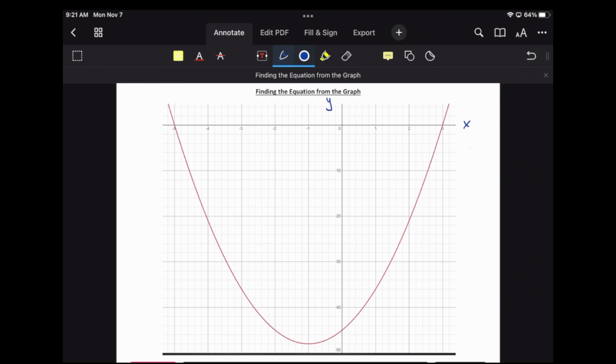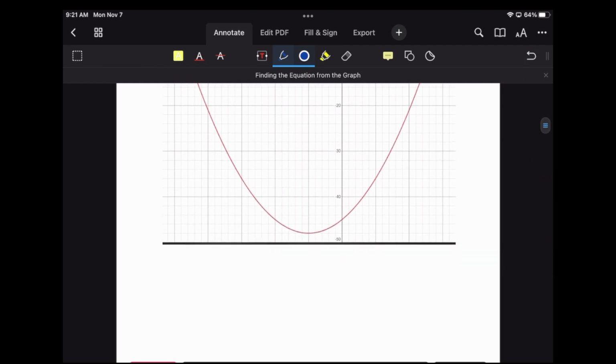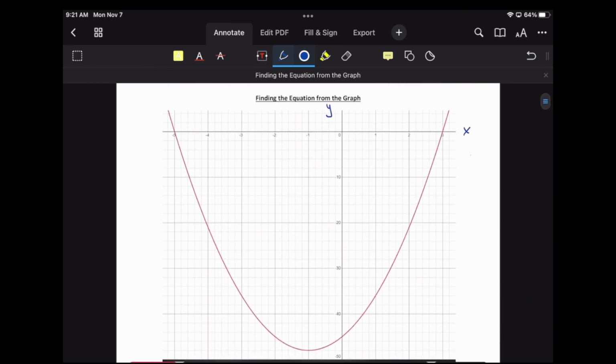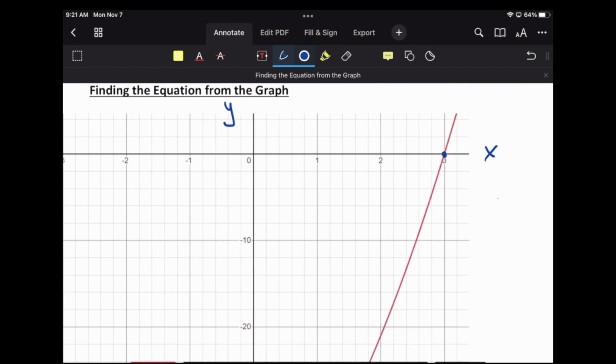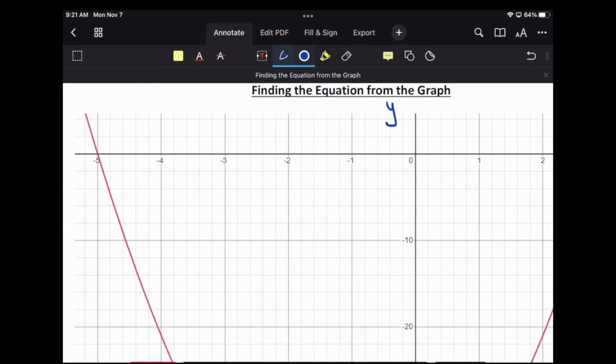So, I know in general, factored form for a quadratic equation is going to look like this. y equals a, x minus r, x minus s. Hopefully you recall that r and s are our x-intercept values. So let's go back to our graph and let's identify those clearly. I'm going to have one x-intercept here. x is 3, y is 0. I'm going to have my other x-intercept over here. x is negative 5, y is 0.